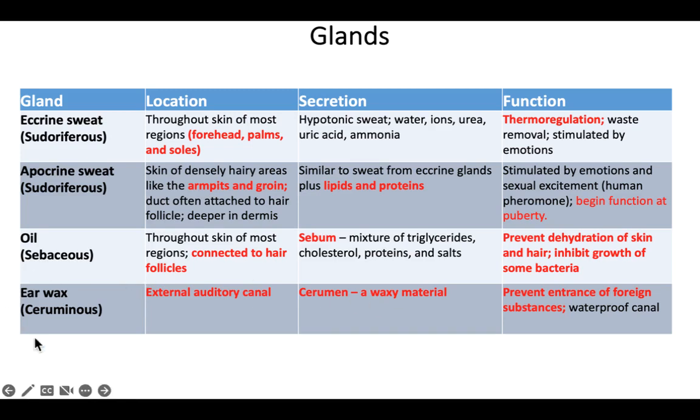All right, finally, earwax. We know where that is. That's found in our external auditory canal. The glands are called ceruminous glands because the waxy material is known as cerumen. So this earwax is there for a reason. It helps prevent entry of any kind of foreign substances.